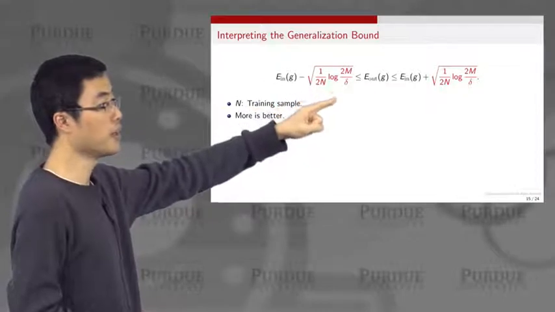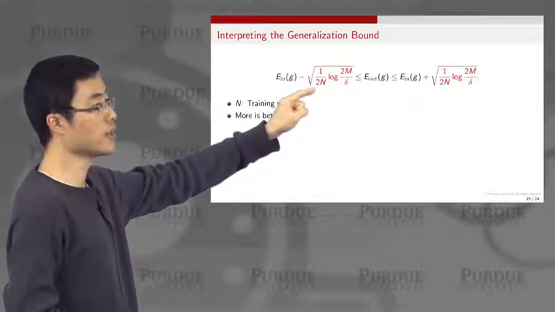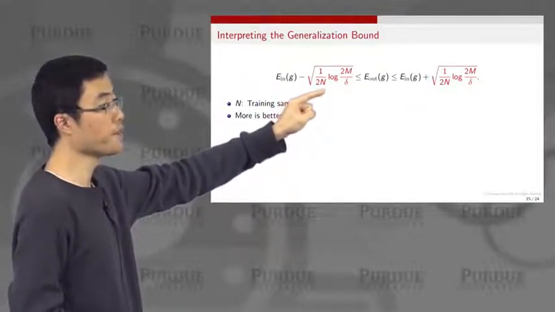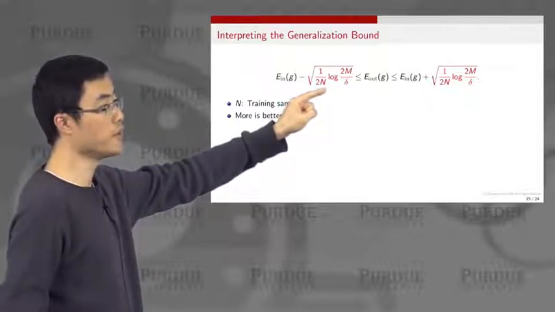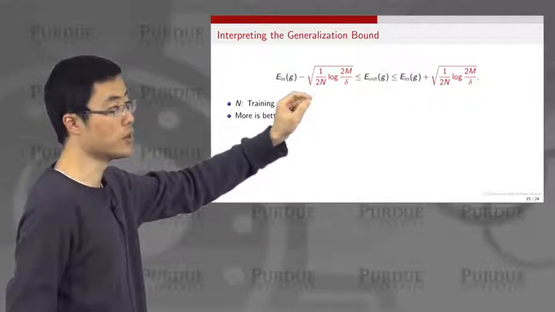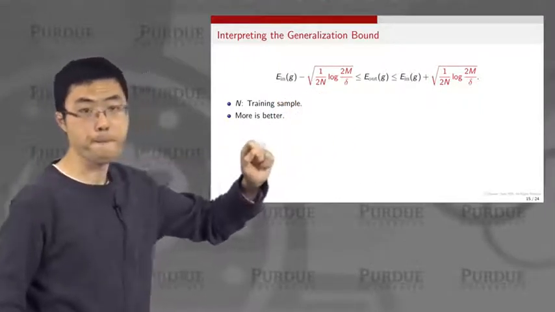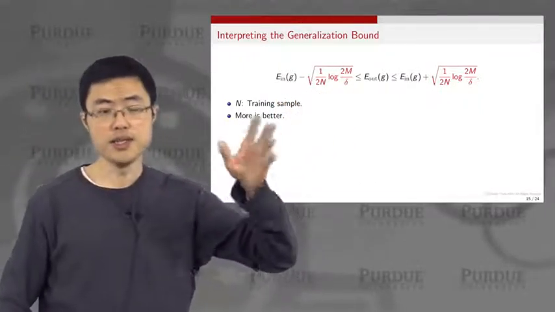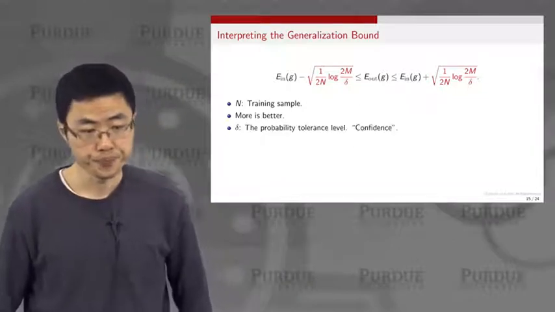You have N sitting in this square root. And so as N goes to infinity, you can see that this entire term will go to 0, and so will the other term. So when they go to 0, E in will equal E out.